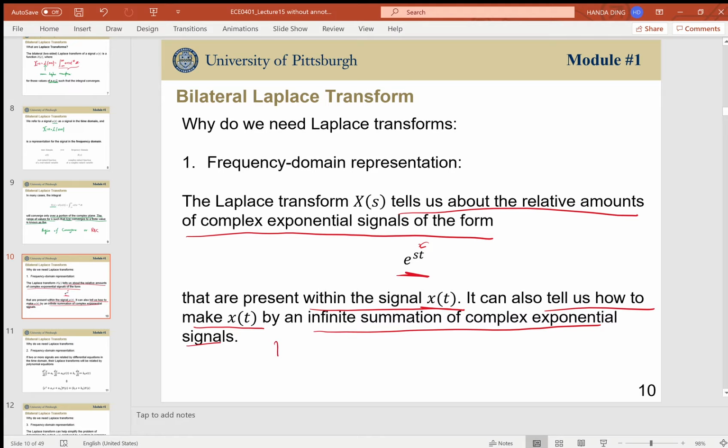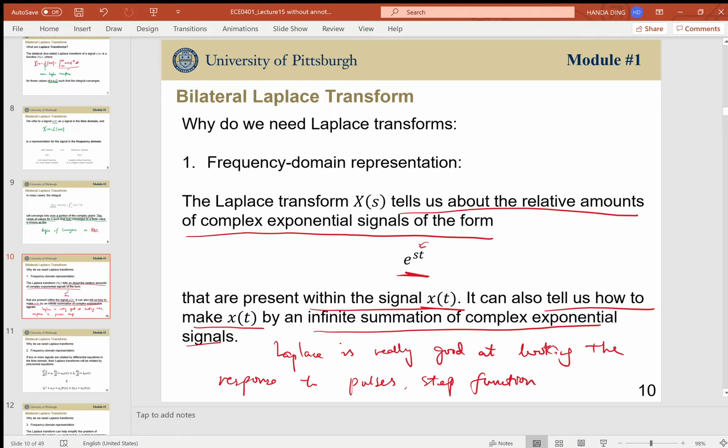And after a while, Laplace is really good at looking at the response to pulses, the step function, which we'll talk about later, and the delta function.